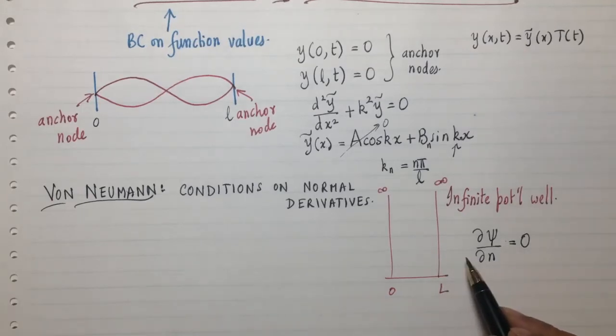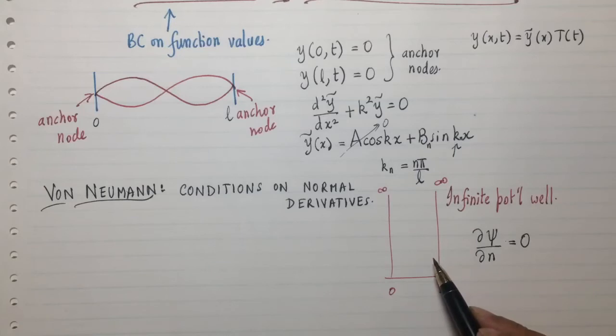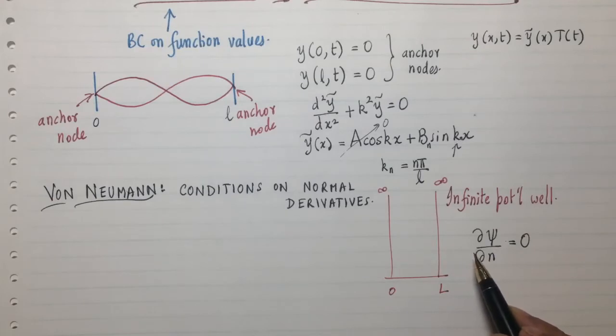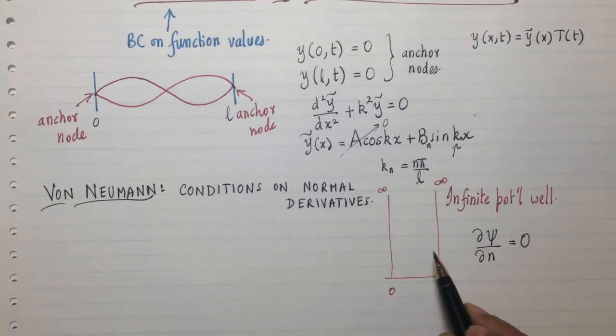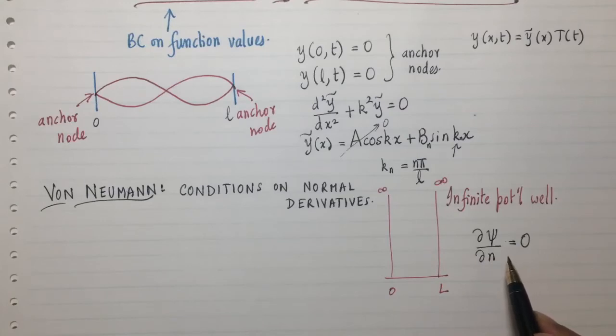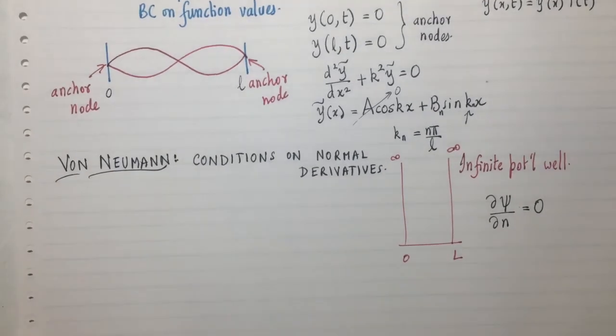Because if it's not equal to 0, it means that there'll be some kind of a flow of probability into the region with infinite potential, and that cannot be true. So the boundary condition, on the side where there's infinite potential, is that there's no leakage of flux from here to here. That's one way of thinking about it. So that's the condition you'll put on the function psi.